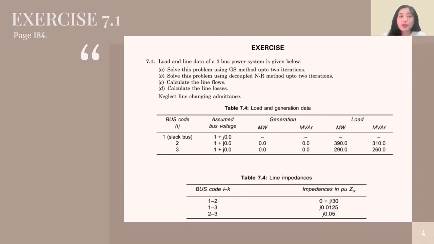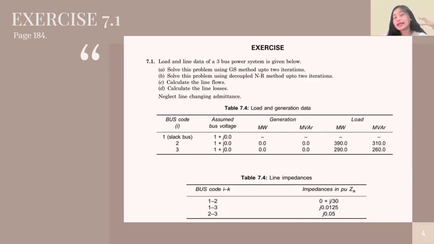So the problem is that load and line data of a three-bus power system is given below. We have to solve for the GS method up to two iterations. Second, we have to solve this problem using the decoupled Newton-Raphson method up to two iterations. Then we have to calculate the line flows and the line losses.